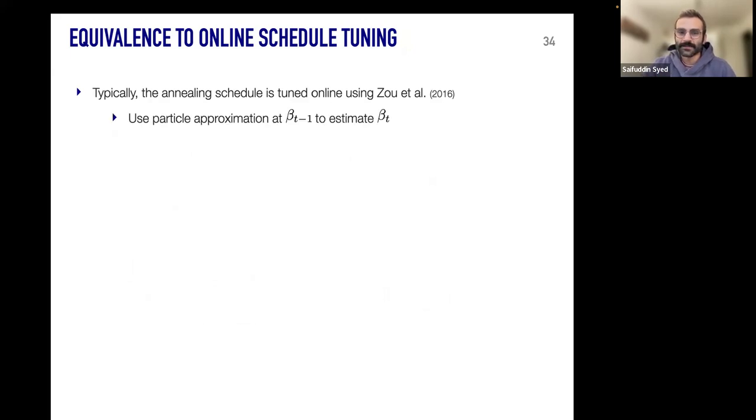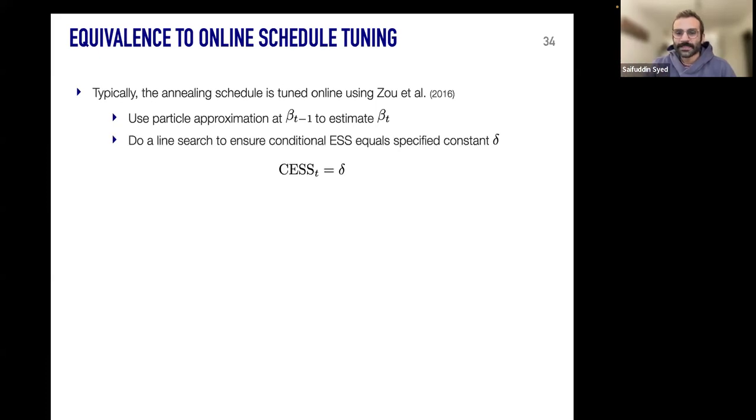So the idea here is that you take your particle approximation at time t, or t minus 1, and then you use that to estimate what the next one will be. Typically, that's done via a line search. So you compute this thing called a conditional ESS. I'm not going into the details of what it is, but again, it's a quantity that you can approximate.